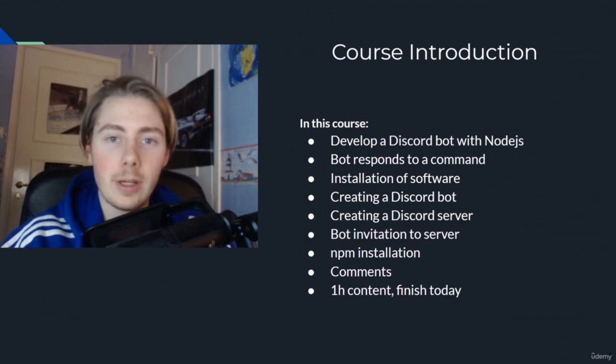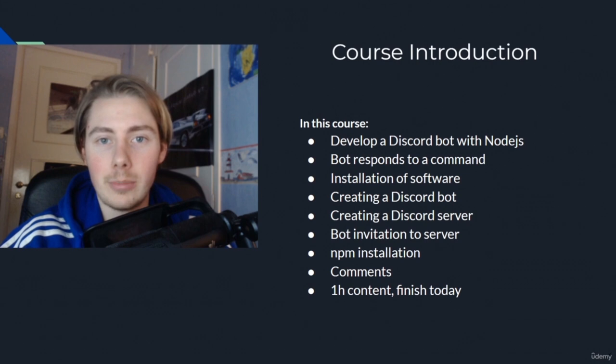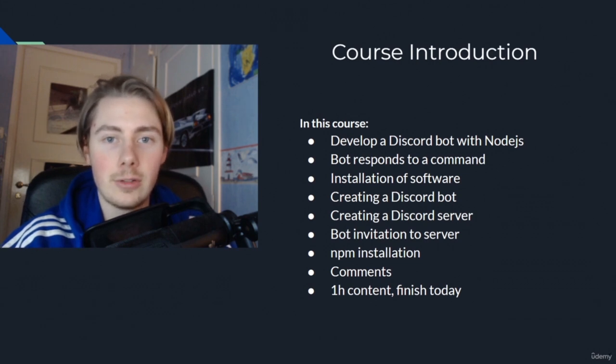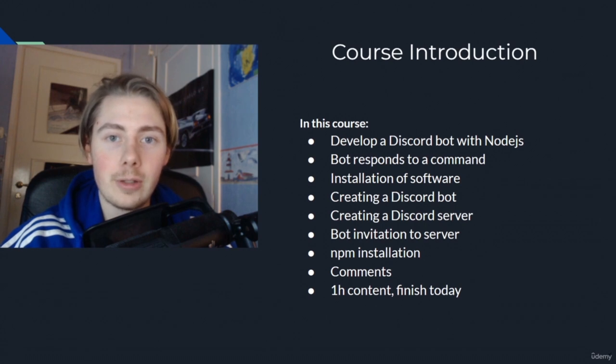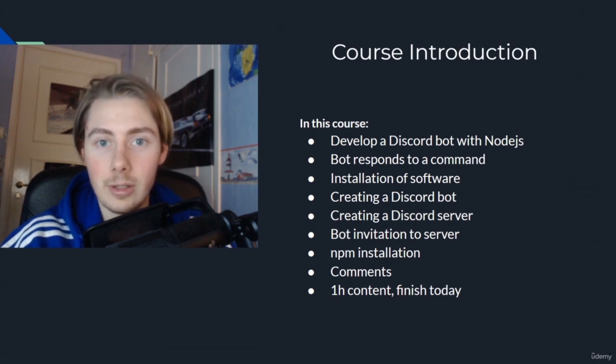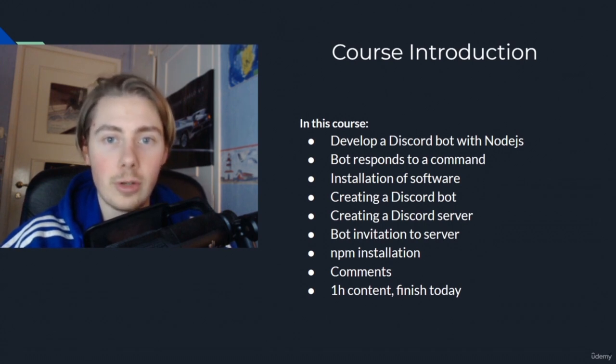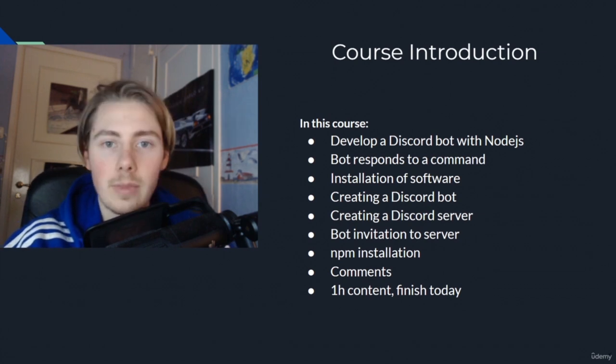After the bot has been added to the server, we need to run some npm installation and create some package.json files, and then we will be able to start developing the Discord bot, writing the basic code, and progressing into creating a bot that responds to a command. At the end, I will write comments in the code to explain what the code is doing, and I will teach you how to do that and why it is important to write comments.